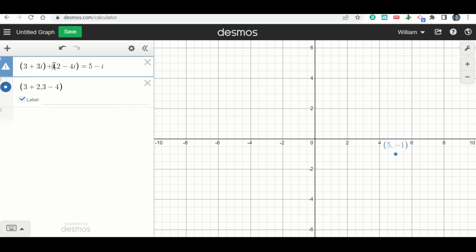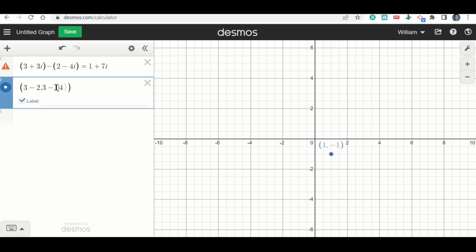Now we could also do this with subtraction. If we subtracted these instead, we get 3 minus 2, which we think is 1, and 3i minus negative 4i, which we think should be 7i. Now we can place that in here. So this becomes 3 minus 2 and 3 minus negative 4. When we do that, we know that 3 minus negative 4 becomes 3 plus 4, right?